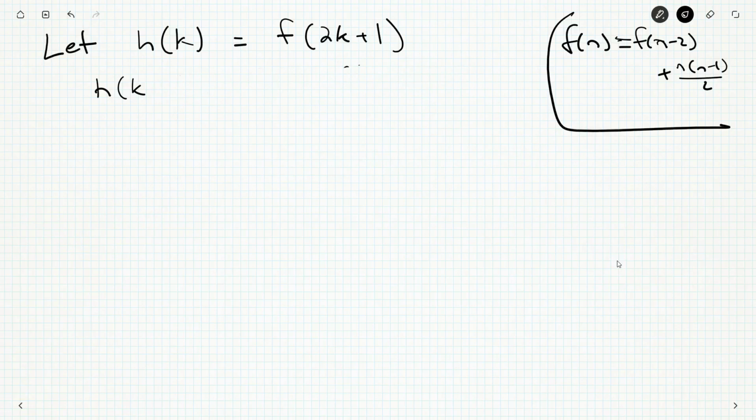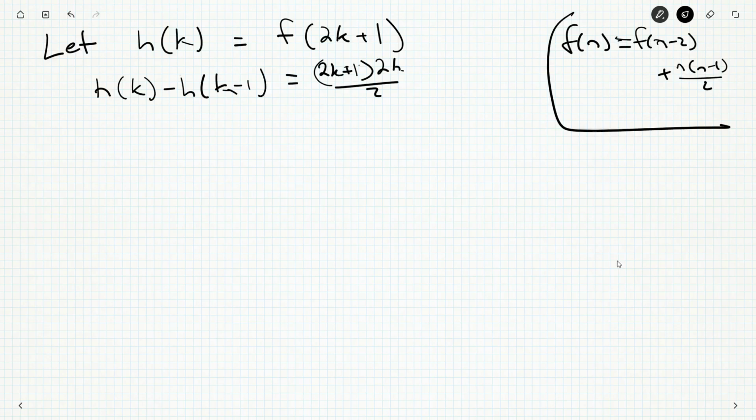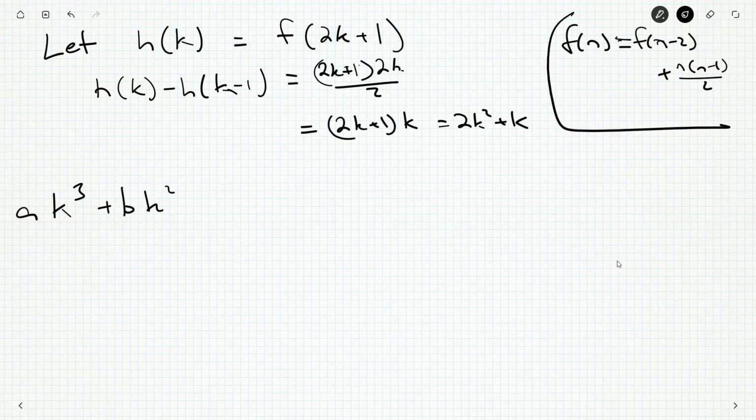So that'll be h of k minus h of k minus 1. That's how I did the previous one. And that'll be k plus 1 times 2k all over 2. So that'll be 2k plus 1 times k, or 2k squared plus k instead of the minus k we had before. And I don't have a problem using the same coefficients.